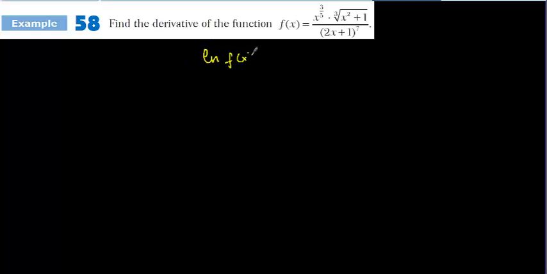ln f(x) is going to be equal to ln of x to the power of 3 over 5 times, and I'm going to write this expression in power form, (x squared plus 1) to the power of 1 over 3, over (2x plus 1) to the power of 7. So here, the derivative of ln f(x), the derivative of all this expression, I'm going to write here one by one.